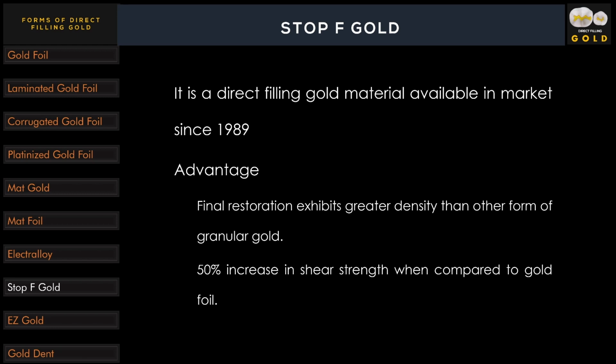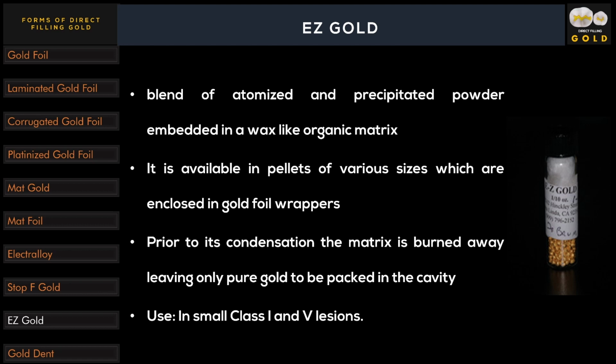There is something called EZ gold. It is a blend of atomized and precipitated powder embedded in a wax-like organic matrix. While doing the restoration, this EZ gold is taken and it is heated. Once it is heated, the matrix, which is the wax matrix, will get burned off, leaving only the pure gold, which is then packed into the cavity. It is often indicated for small class 1 and class 5 lesions.